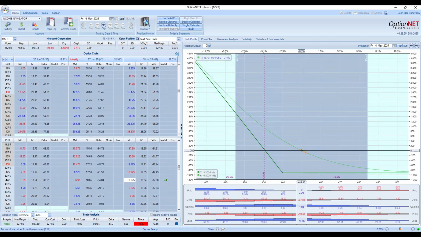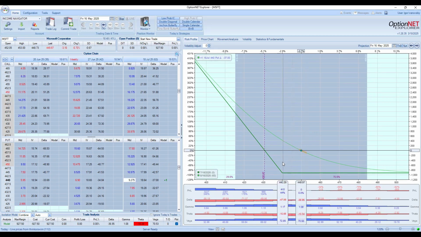So in this example, I need the price of Microsoft at expiration at around, let's just round this off to $10. So it's 440 minus 10, at around $430. If Microsoft is at 430 or lower at expiration, this is going to be a profitable trade. If Microsoft is somewhere between 440 and 430, there will be a loss, but it will be less than the total amount of premium we're paying for this.